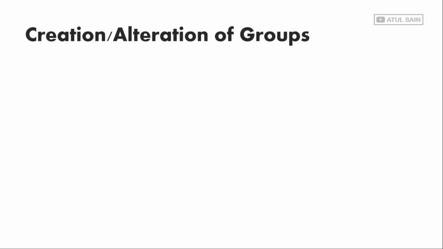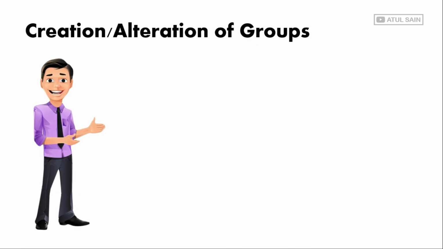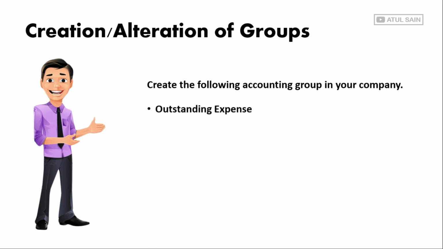Now let's see how we have to create these types of groups in Tally software. Here you can see we have to create the following accounting group in the Tally company. We have to create the outstanding expense group. Let's move on to the Tally software and see how we create it.